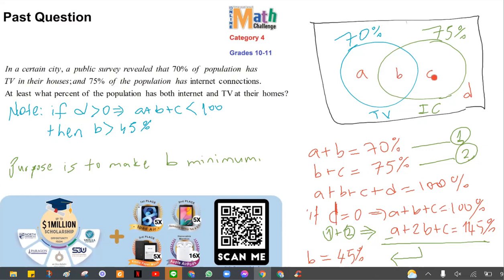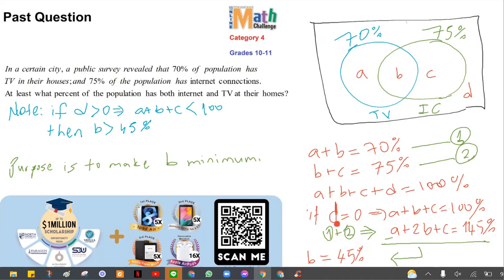We have 1, 2, 3, 4 parts. Who uses only TV? Who uses TV and internet connection? The people who have only internet connection, they don't have TV, and this one, the people who don't have both. First equation is A plus B is 70%, B plus C is 75%. And if we add A, B, C, D, it will be 100%, the total amount. The total should be 100% all the time.